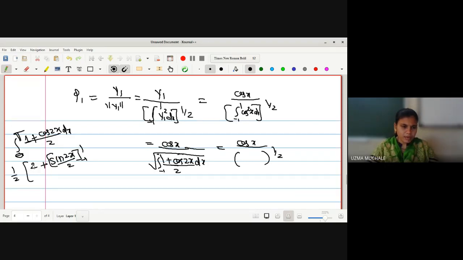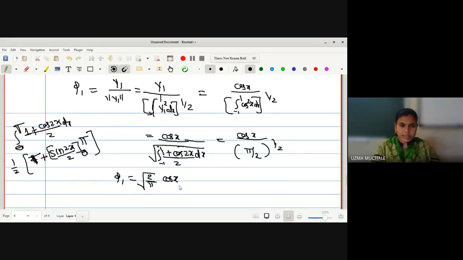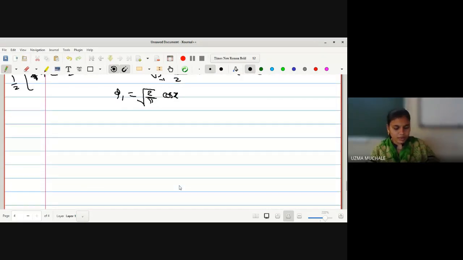So what will be the value here? It is pi, na? 0 to pi. Again, this term will be 0. So simply we get the value is pi by 2, under root pi by 2. So we get a value of phi 1 is under root 2 upon pi into cos x. Similarly, we can find out the value for phi 2 also. And then we have to find out f1 and f2.